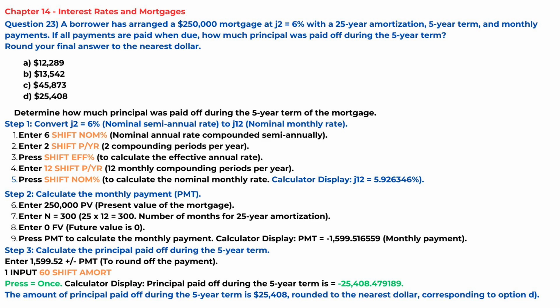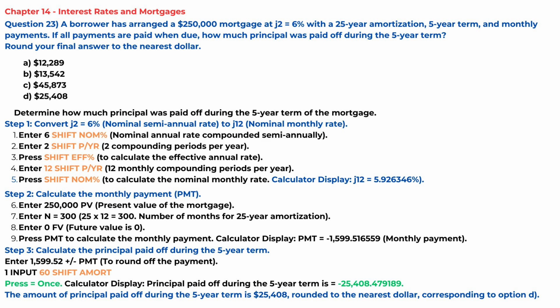Step 2. Determine the monthly payment PMT. Enter 250,000 PV, present value of the mortgage. Enter 300, press N, 25 times 12 is equal to 300, number of months for 25-year amortization. Enter 0 FV, future value is 0. Press PMT to calculate the monthly payment. Calculator display. PMT equals minus 1,599.516559, monthly payment.